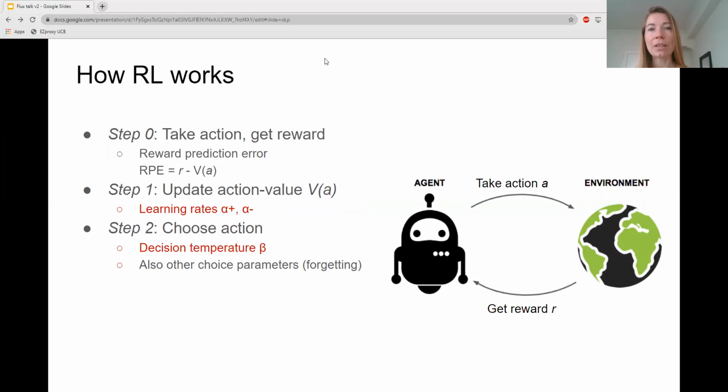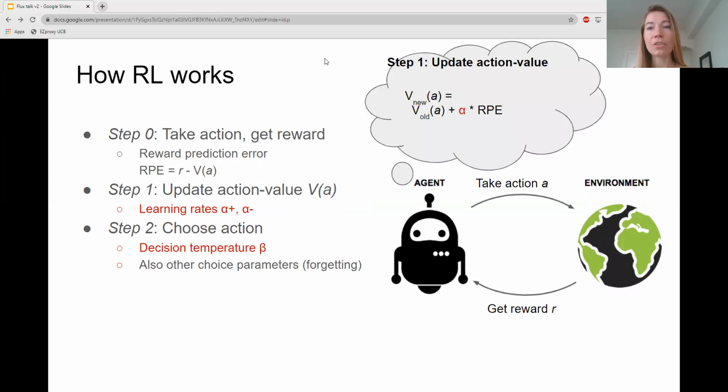Basically, we have an agent, in our case a child, who interacts with an environment, in our case a task. The child takes an action A, say a button press, and receives a reward R, say a gold coin. What happens now, according to RL, is that the child updates her expectations about how good action A was, based on the outcome. Because she received a reward, she's positively surprised and increases the value of her action. In RL jargon, she experienced a positive reward prediction error.